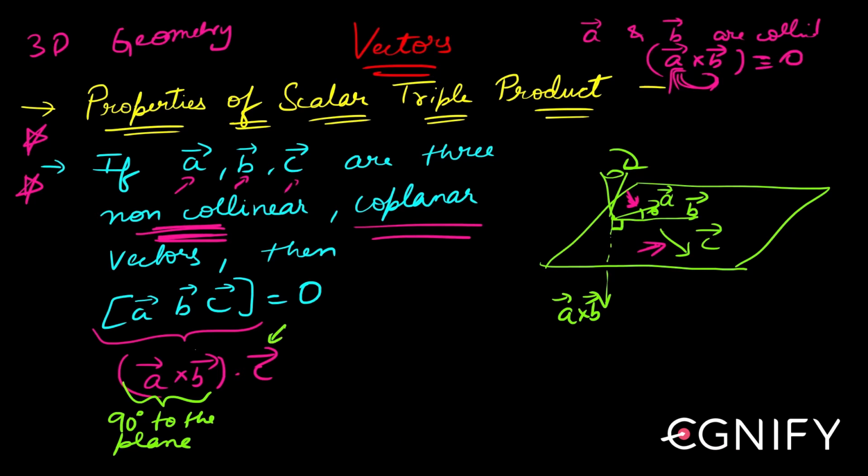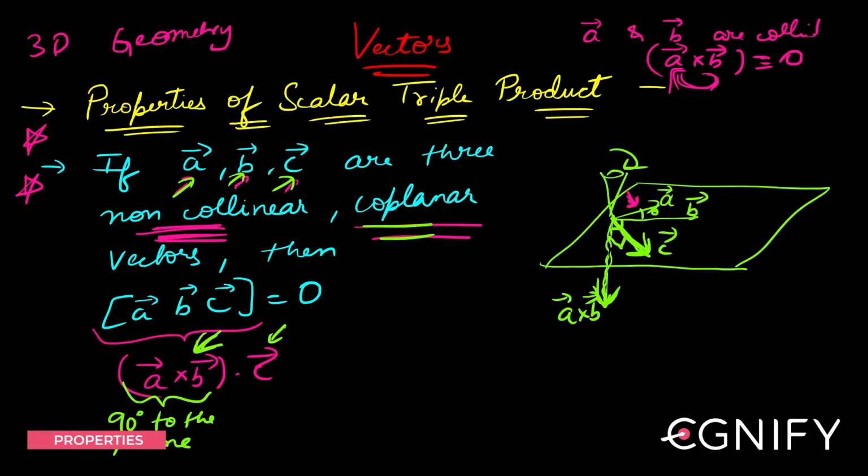But C is in that plane, right? Because I'm already saying that A, B, C are coplanar. That means your C is in the plane. If I move this C from here and bring it to this junction, what is the angle between A cross B and C? It is 90, right? Because C is in the plane and A cross B is perpendicular to the plane. So the angle between the vector A cross B and the vector C is 90.